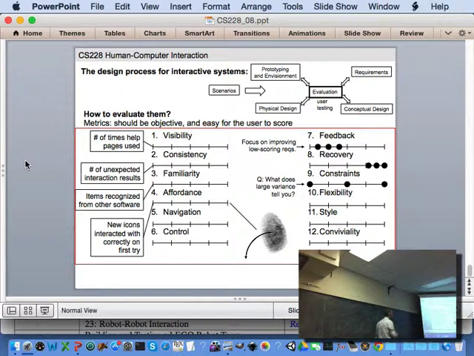Again, items recognized from other software. That's a word, but we need numbers. What are you actually going to measure to know that they recognized something? How's my affordance there? This is my attempt to create a novel affordance. If that was on your screen, what would you do? Let's see how well I did. Okay, it looks like a fingerprint. Okay, so that's good. Then what?